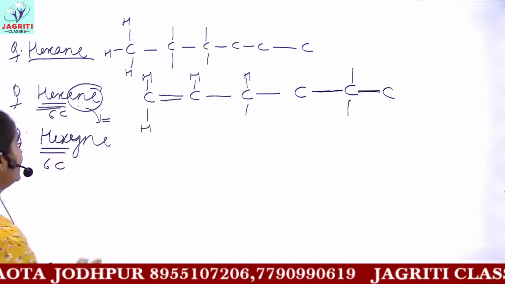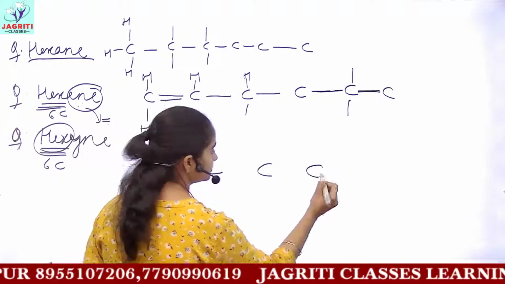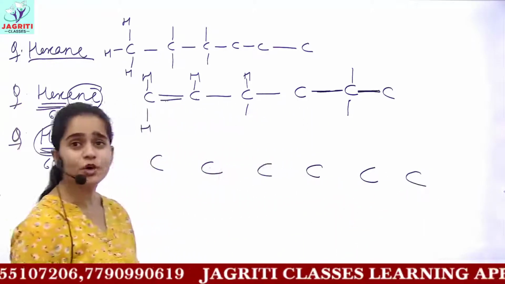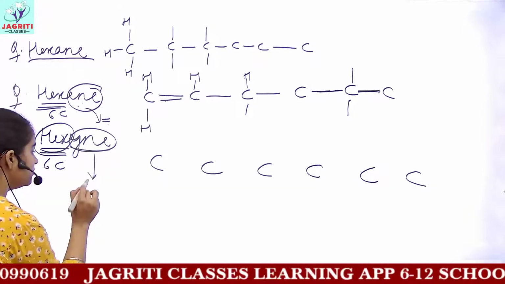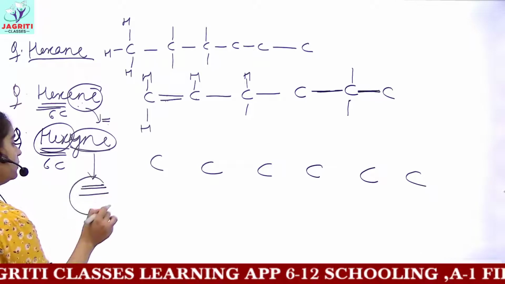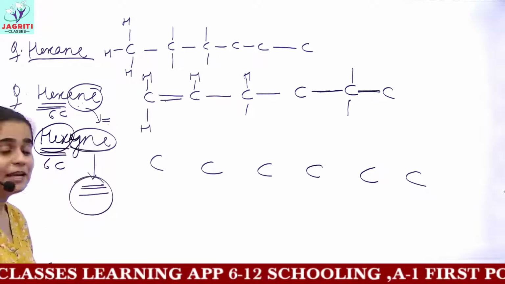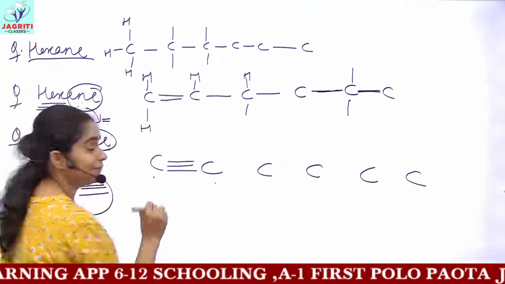Now comes hexyne. Hexyne also, hex means you have to make the 6 carbon. After drawing 6 carbons, you have the word "yne" here. Yne signifies the presence of triple bond in your compound, and triple bond or double bond is always made between first and second carbon. So make a triple bond within this.